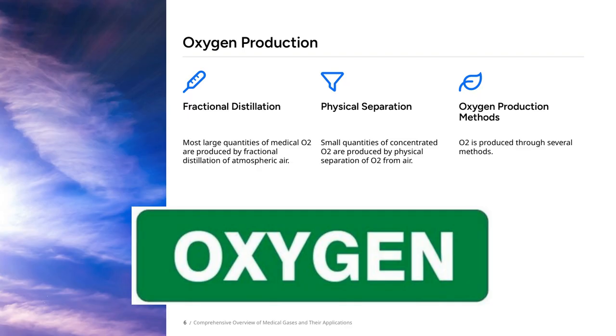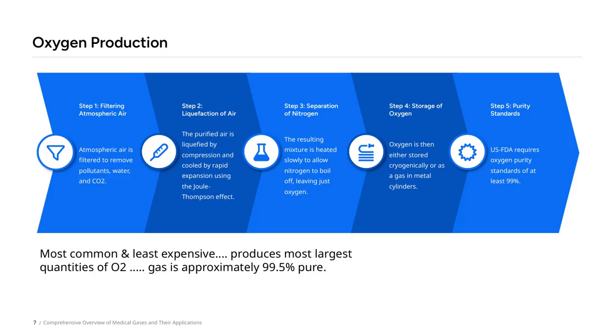However, when we require large quantities of medical oxygen, the most common approach is fractional distillation of atmospheric air. This process involves cooling air until it liquefies and then carefully separating the components based on their boiling points. It's a reliable way to produce the large volumes of oxygen needed in hospitals and medical facilities. Understanding these production methods helps us appreciate the importance of ensuring a steady, safe supply of medical oxygen for patient care.